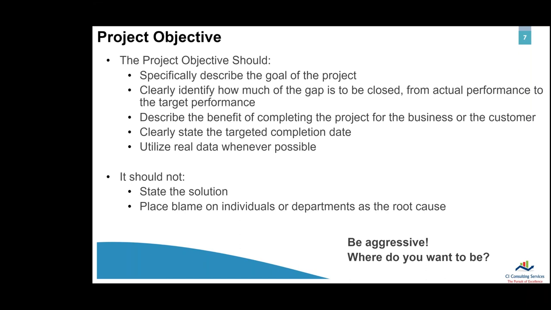Likewise, the project objective should say when you plan to be done, and it should use real data as much as possible. One of the things that I tell the people in my classes is, if you don't know what the hard numbers are, if you're trying to reduce scrap or increase productivity or reduce cycle times, you don't know the numbers of where you should be, then just put in an XX into your problem statement or objective as a placeholder so that when you do get that information, you can go back and update it.